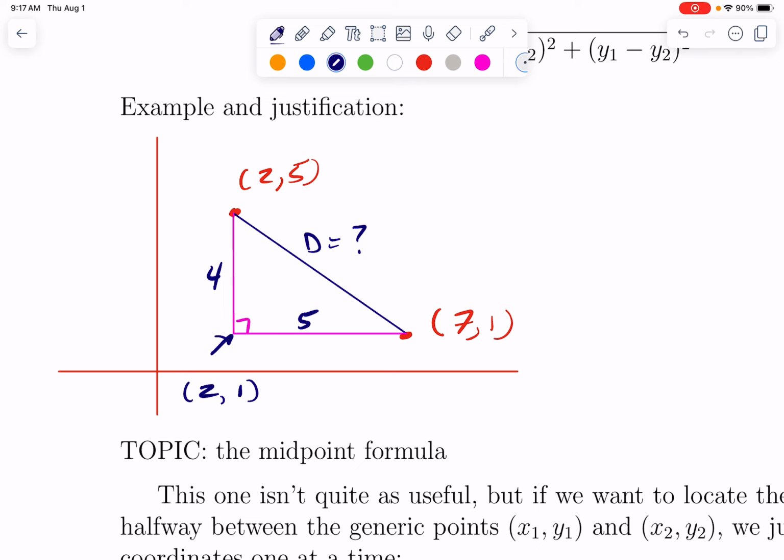And now we can do the Pythagorean theorem. So 4 squared plus 5 squared equals d squared. 16 plus 25 equals d squared. And d would be the square root of 41, which doesn't simplify, but it's around 6.5.